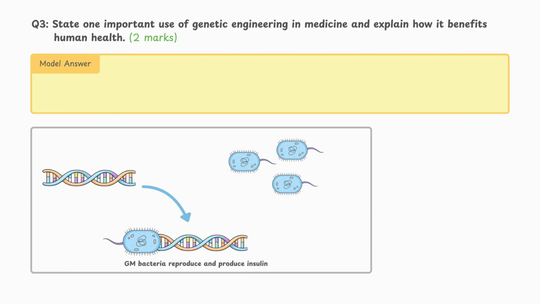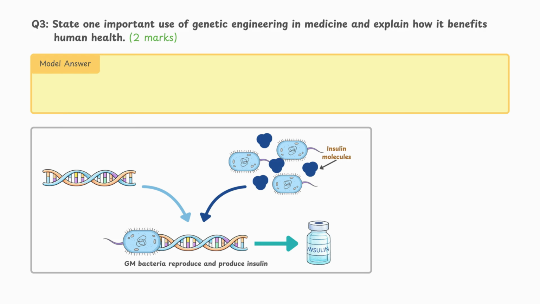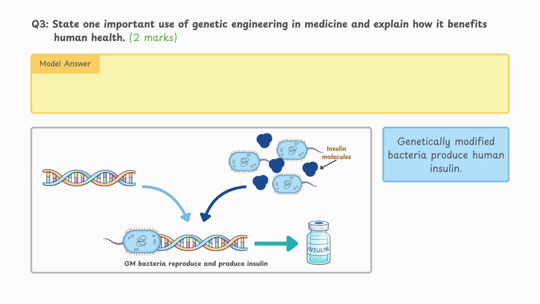The bacteria become genetically modified organisms, meaning they now carry the human insulin gene. As the bacteria grow and reproduce, they use this inserted gene to produce human insulin. The insulin is then harvested, purified, and prepared for medical use.